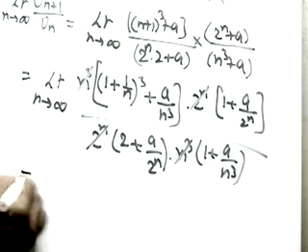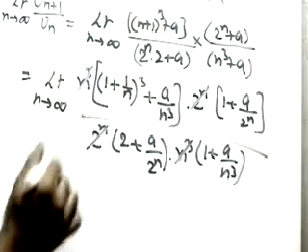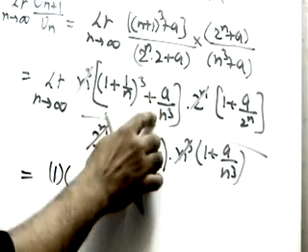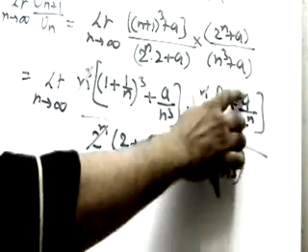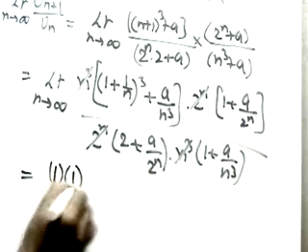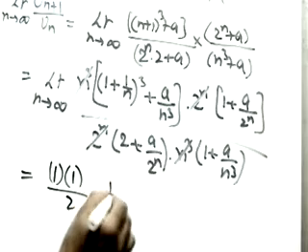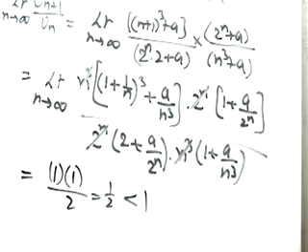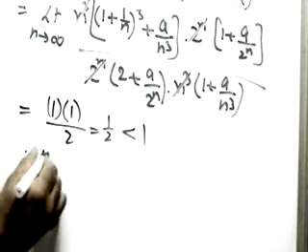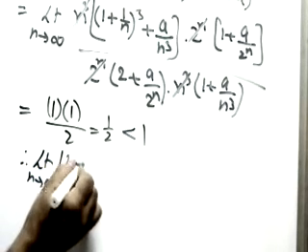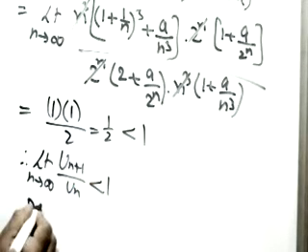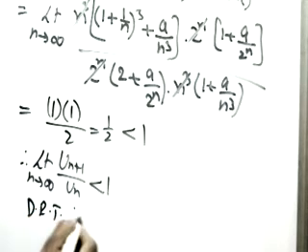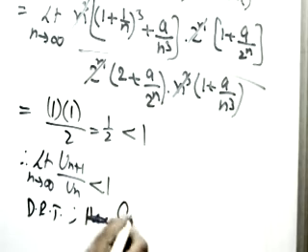Now if you substitute the values, watch carefully. 1 by infinity is 0, 1 cube is 1, so 1 is left here. A by infinity is 0. A by 2 power infinity is a by infinity, and any number by infinity is 0. So we get 1 divided by 2 into 1, that is 1 by 2. 1 by 2 is less than 1. Therefore, limit n tends to infinity un plus 1 by un is less than 1, which implies, according to D'Alembert's ratio test, the series is convergent. I'm writing in short, convergent.